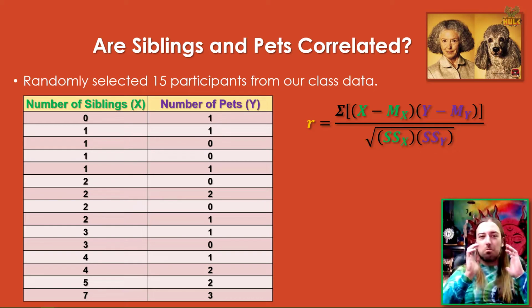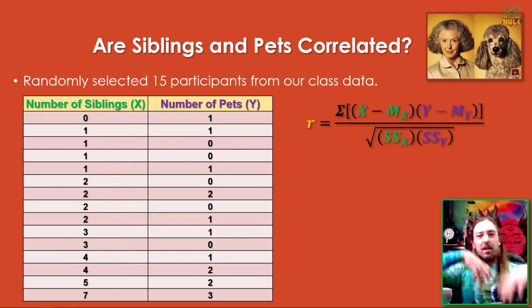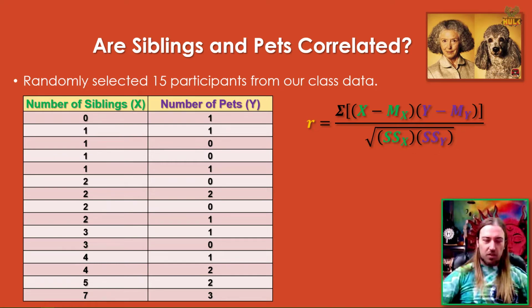I then randomly organized these. I kept them together, so your number of siblings is still next to your number of pets. But then I randomized them all up so that they weren't in the same order they were before. And then I just grabbed the first 15. Okay, so I randomly selected 15 participants' data from our class.